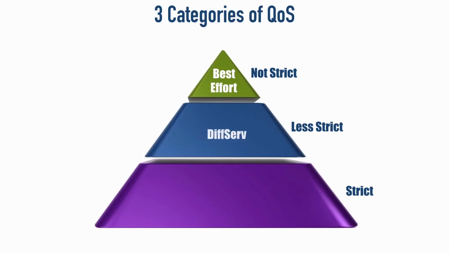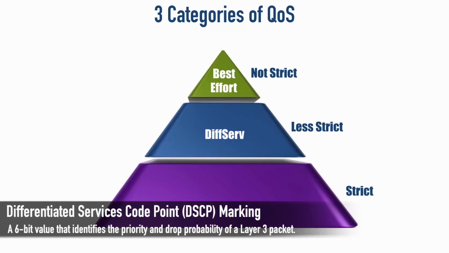Another QoS category we have is DiffServ. That's less strict than our most strict, which we'll talk about in a moment. But DiffServ is short for differentiated services. This is typically what we're going to be using in our enterprise networks. We're going to mark traffic with a DiffServ marking. Specifically, it's a DSCP marking, a differentiated services code point marking, that's going to identify the relative level of priority and drop probability for a packet.